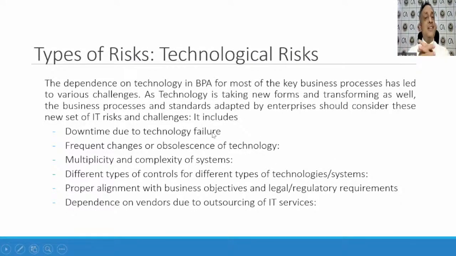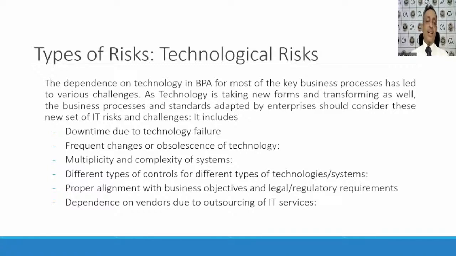Okay. Technology risk. Let us read technological risk. The dependence on technology in business process automation for most key processes has led to challenges. We talked about business process automation yesterday. Now today, what risk may technology create? As technology is taking new forms and transforming business processes, the standards adopted by the enterprise should consider this new set of IT risks and challenges.